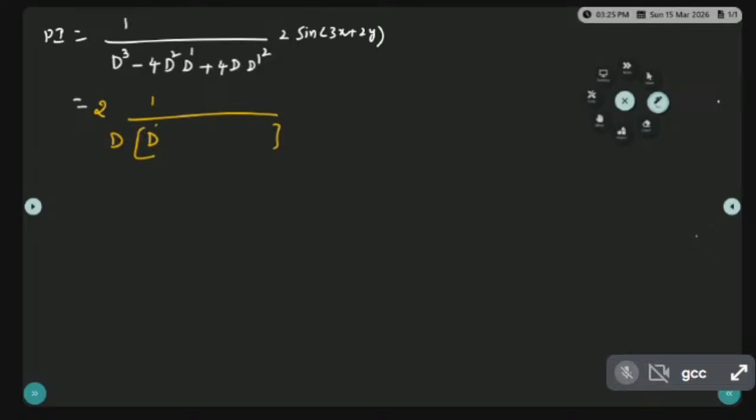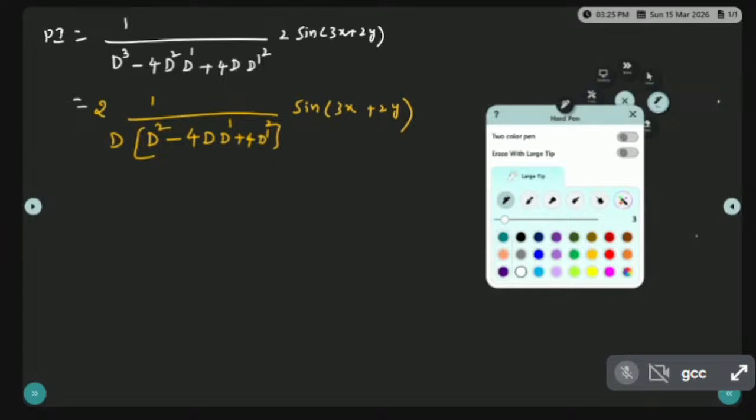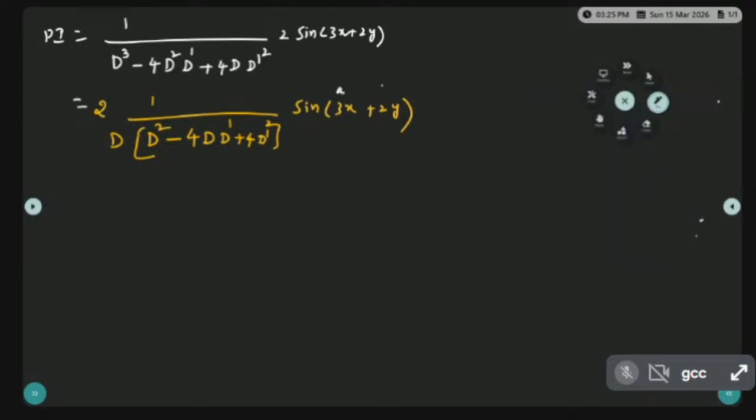What are the remaining terms? D common, D square minus 4 D D dash plus 4 D dash square into sin 3x plus 2y. This is one of the important steps here. Now, if you concentrate, dear students, what is the a value? 3. B value? Therefore, what is d square minus a square?